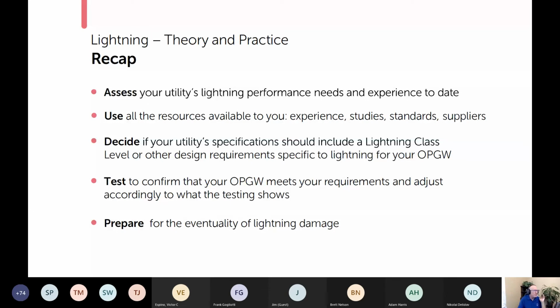And then again, no matter how good you do on all of this, Mother Nature will laugh at you and throw a bigger lightning strike at you and damage some cables. So you need to prepare for the eventuality of lightning damage. You need to at least think it through what you'll do if or when that actually happens. And that concludes the formal part of the presentation.